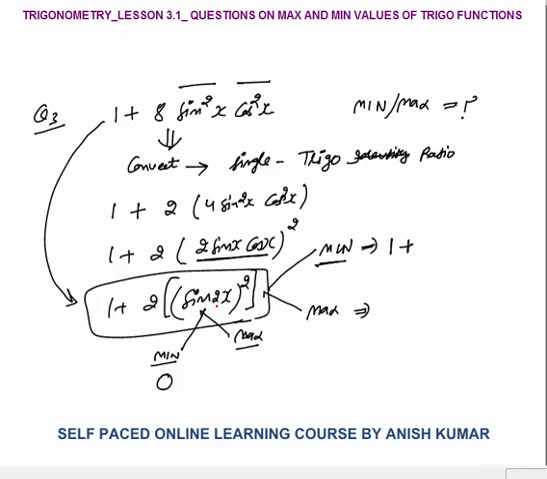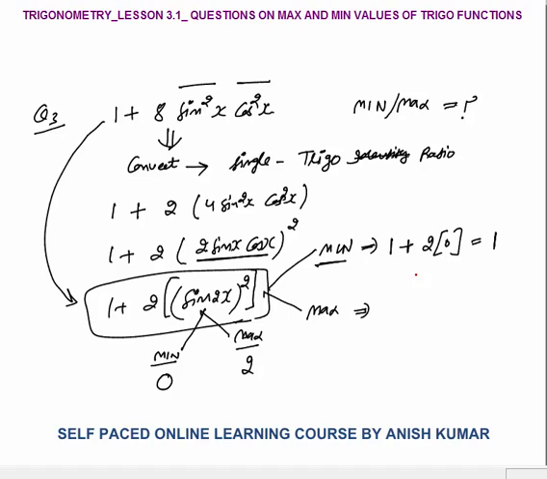The maximum value of the sine function is 1. If you put x equals to 45, that would be sine 90. Sine 90 would be 1. 1 square would be 1. So the maximum value of this will be 2. So the minimum value I will get is 1 plus twice of 0, that is 1. So 1 will be the overall minimum value.